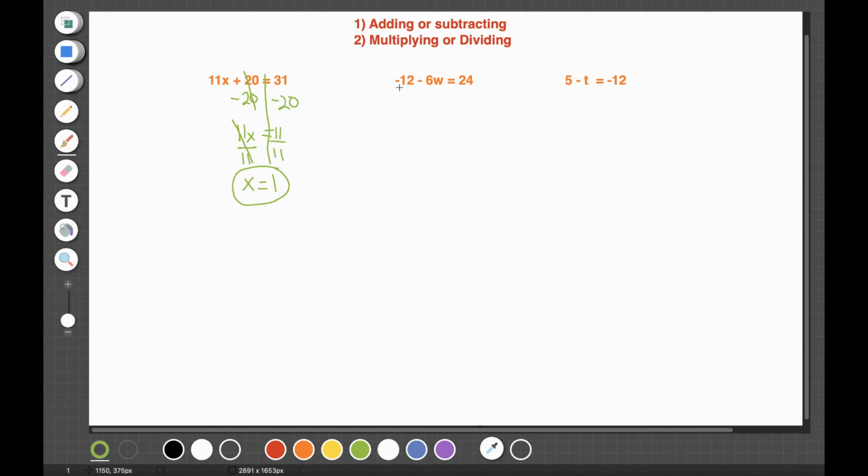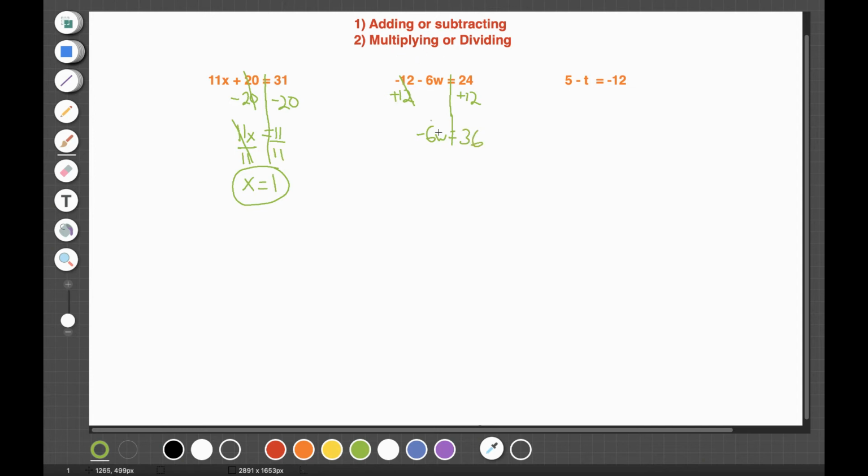So we have a negative 12, so we're thinking, how do I make that negative 12 a 0? Well, by adding 12, because negative 12 plus 12 is 0. If we do that to one side, we have to do it to the other, so we'll add 12. And what do we get? Well, we still have negative 6w. That negative didn't go anywhere. Negative 6w. We still have our equals. 24 plus 12 is 36.